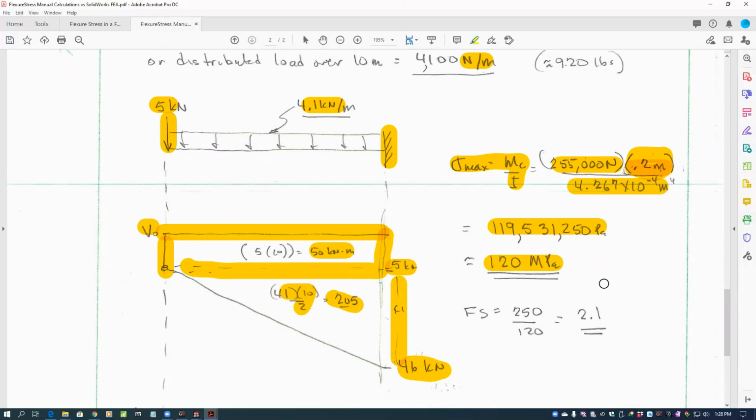Looking up the yield strength of ASTM A36, we can see that it's approximately 250 megapascals. So our factor of safety would be the 250 divided by our 120, which gives a factor of safety of just a little bit more than 2. So that's our manual calculation of the flexure stress in that cantilevered beam with the weight of the beam itself and the 5 kilonewton load on the end. Let's try this in SolidWorks.